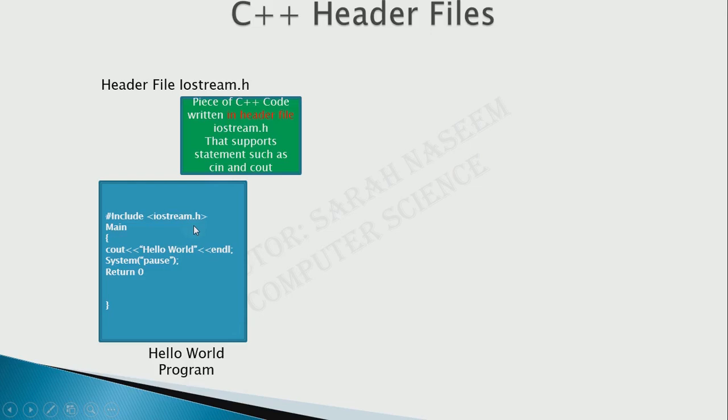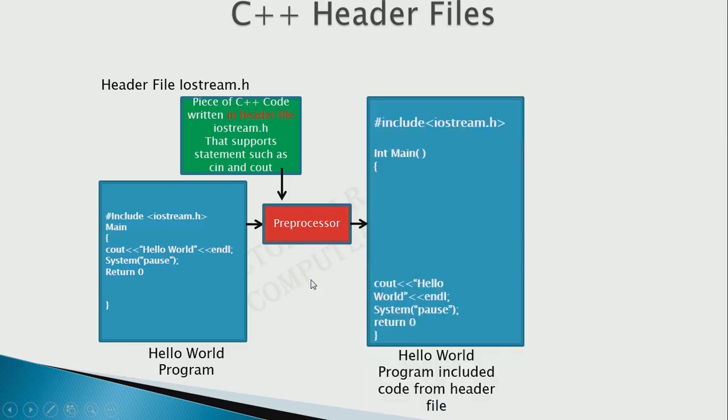In the main program, as this piece of code supports statements such as cin and cout. We had to use this statement in the Hello World program, so we included the header file iostream.h. So, they both are provided to the preprocessor, and the preprocessor joined the Hello World program and the C++ code written in the header file to create one large program.